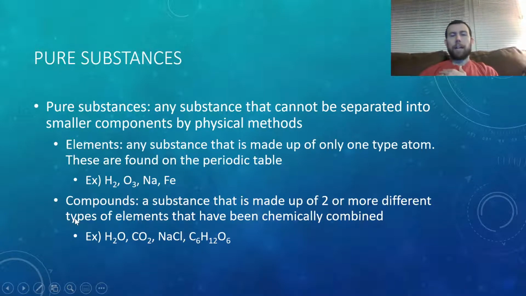Now, the other category of pure substances are compounds. A compound is a substance that's made up of two or more different types of elements from our periodic table. Instead of them being just individual elements, they've actually been chemically combined. They're somehow connected in their structure so that the elements no longer have the same properties that they had before. So compounds are going to be made up of two or more different types of elements, which means they have two or more different types of atoms that make them up.